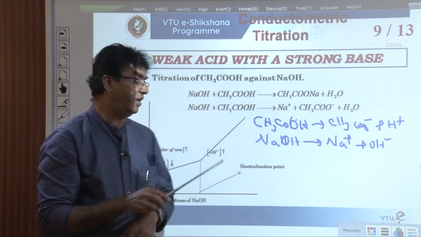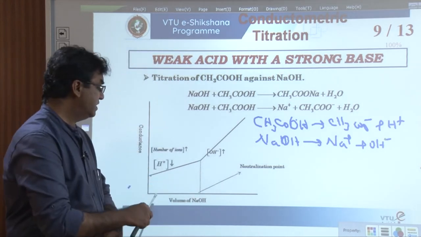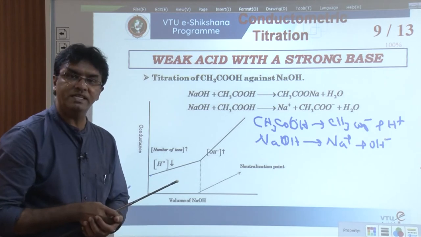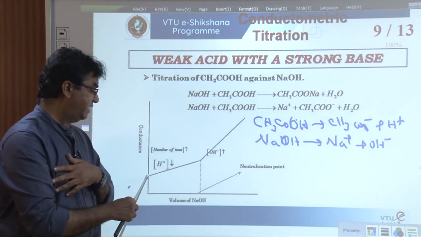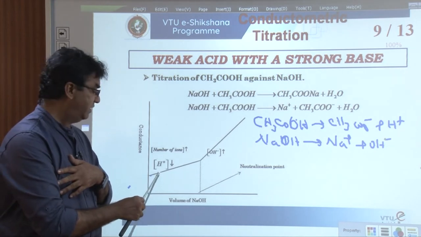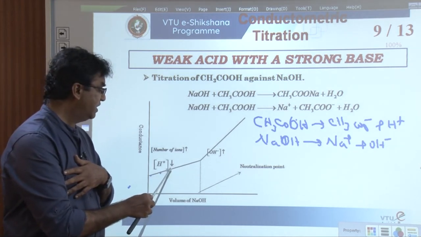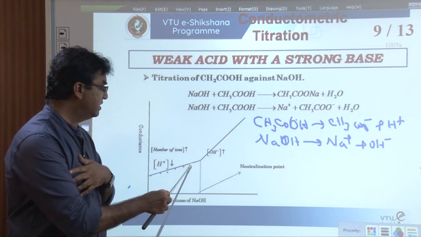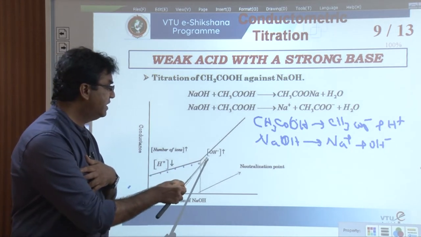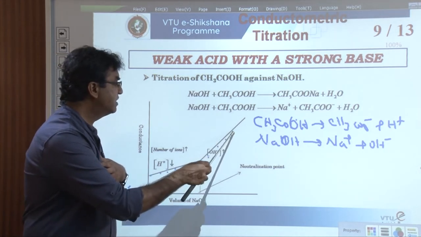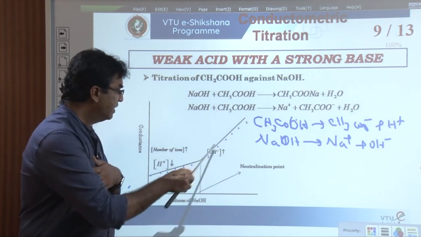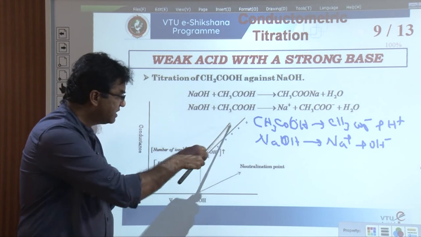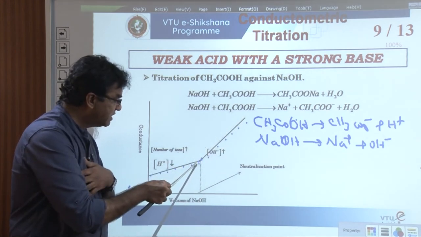Then you plot a graph of conductance along the y-axis and volume of NaOH along the x-axis. Whenever you do so, as I explained here, conductivity is very less in the beginning, then a gradual increase, then it starts increasing drastically, right? Then you draw a straight line in this direction, and one more straight line in this direction. These two lines intersect here.